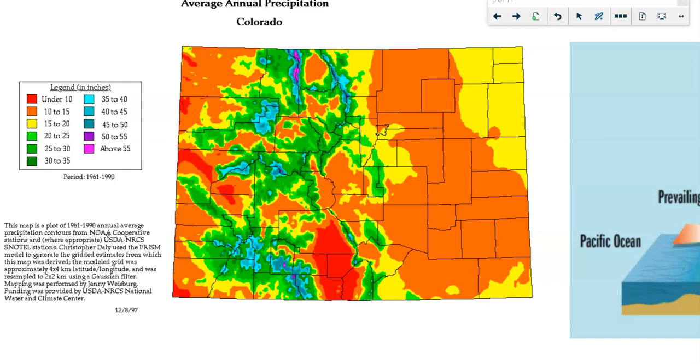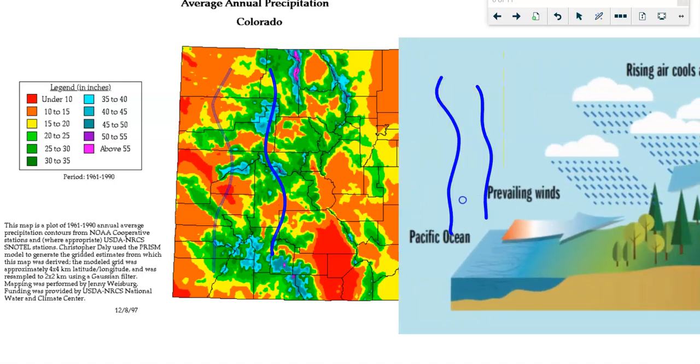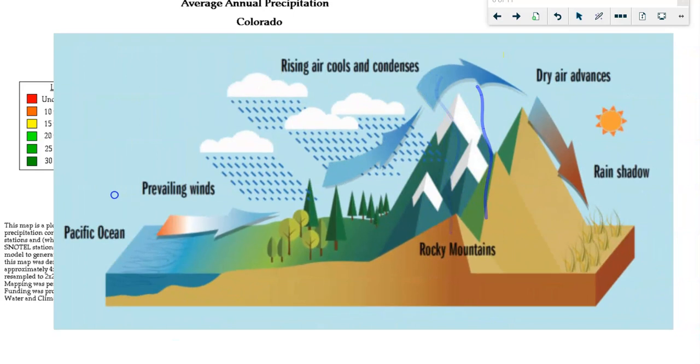If we look at this area here, we get less precipitation, so 10 to 15 inches in this area. This would be the Front Range and the eastern plains of Colorado. But if you look up here, we get quite a bit more precipitation, 25 to 30, some places 40 inches of precipitation. So what's going on in Colorado that's causing so much precipitation on the west side, and it's so dry over here on the east side? This is called the rain shadow effect.